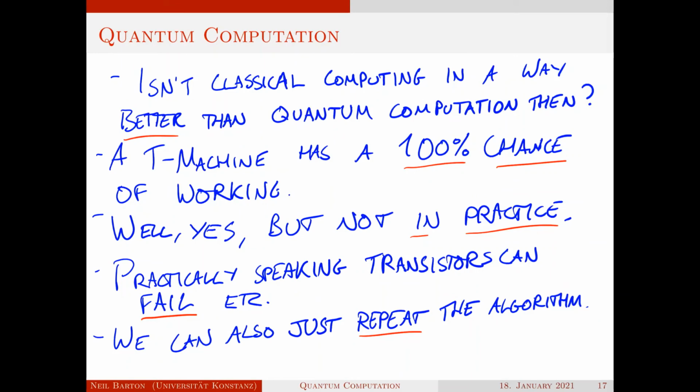Just before we close, I did want to address one question that occurred to me when I was first thinking about this, and then I realized was not so much of a problem. Isn't classical computing just way better than quantum computation, at least in one respect, because Turing machines have a 100% chance of working, in the sense that, being completely deterministic, they will give us a 1 exactly when the relevant input is a member of the relevant computable set, and a 0 when it's not in the relevant computable set.